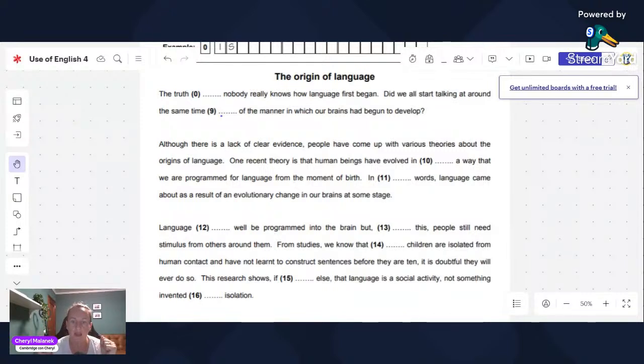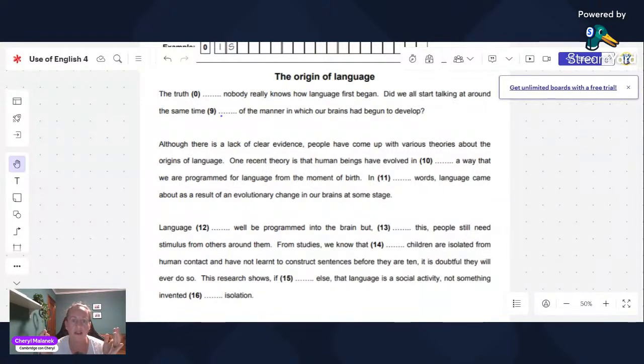Number 14 is grammar. Can I see these conditionals here? Do I know how to look for a conditional? Number 15, "if nothing else", is a fixed expression. Do I know this fixed expression? Number 16 is a fixed preposition. Do I know this? So it's grammar and vocabulary.